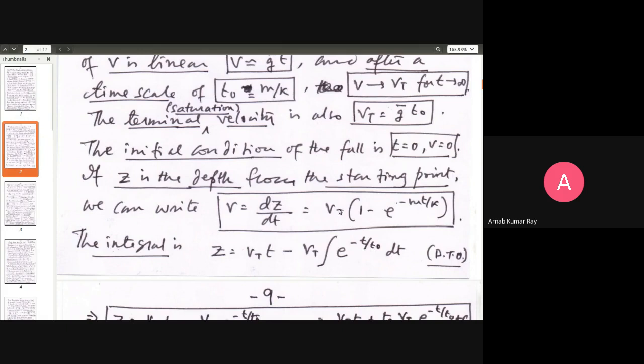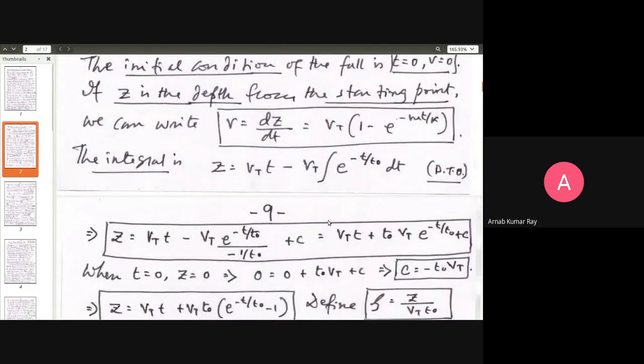So the integral of this equation will be z equals the integral of V subscript T into dt minus Vt e raised to minus t by t naught into dt. Let us now carry out the integral. z is equal to V subscript capital T into small t minus V capital T e raised to minus t by t naught, and then this is a standard integral, 1 by minus 1 by t naught. So minus and minus will be plus, and capital C is a constant. And then 1 upon t naught will come to the numerator, and you'll have t naught.